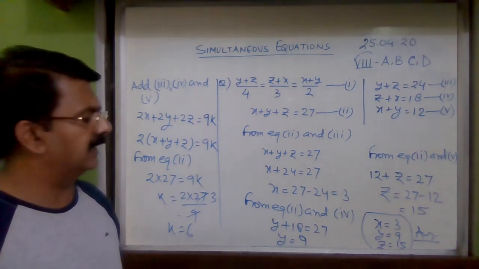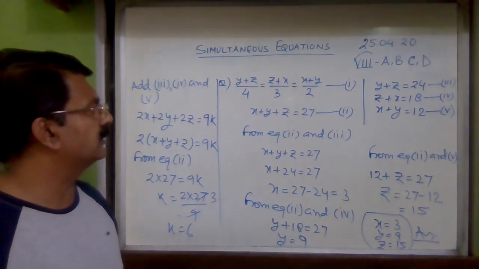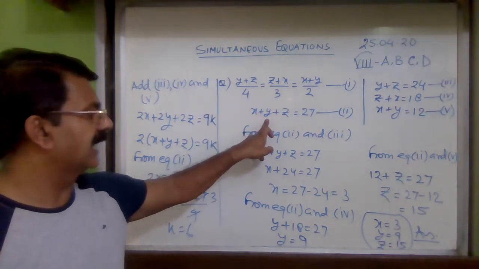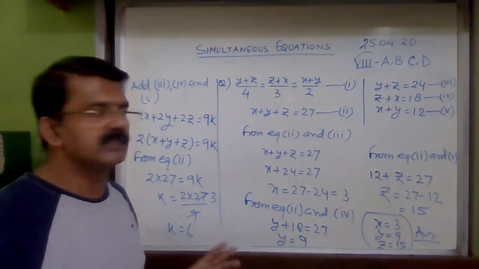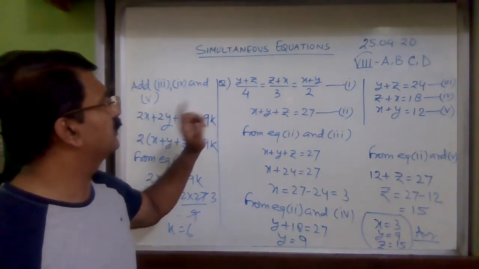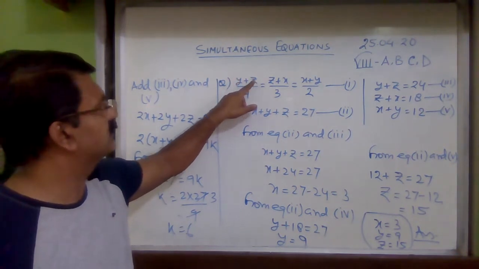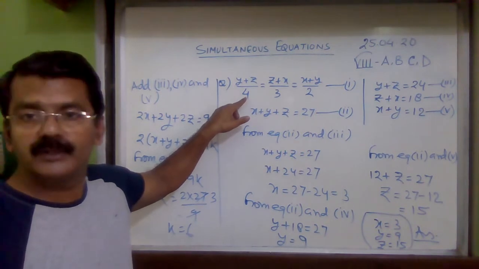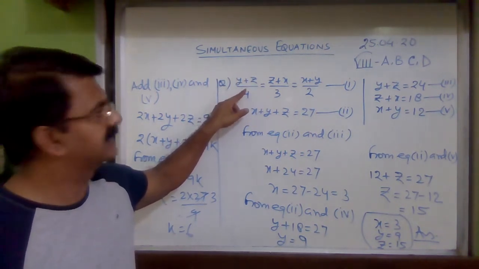Now we can verify our answer starting with equation number 2. If you see, 3 plus 9, that is 12. 12 plus 15 is 27. Okay, equation 2 is verified. Now in equation number 1, y plus z, that means 9 plus 15. 9 plus 15 is 24. 24 upon 4 is 6. So the value of the first part is 6.